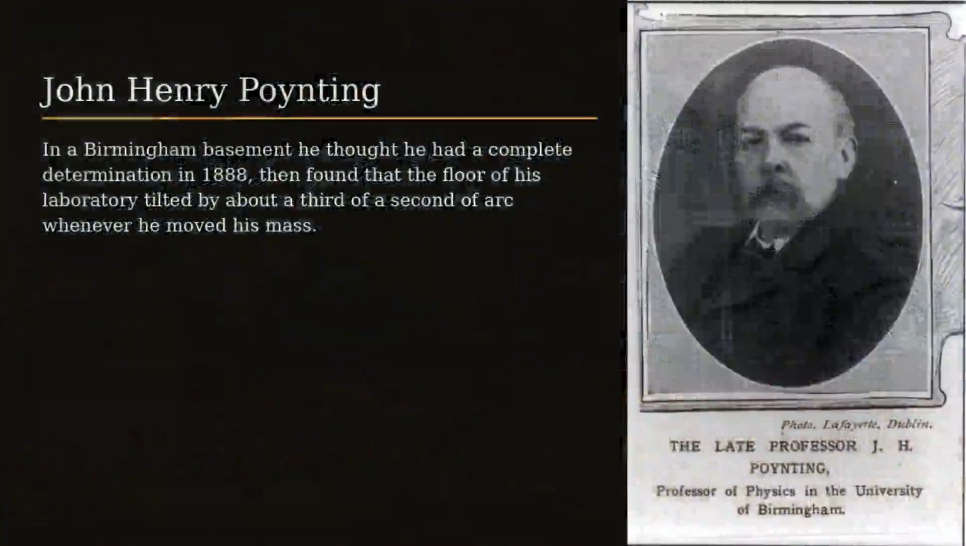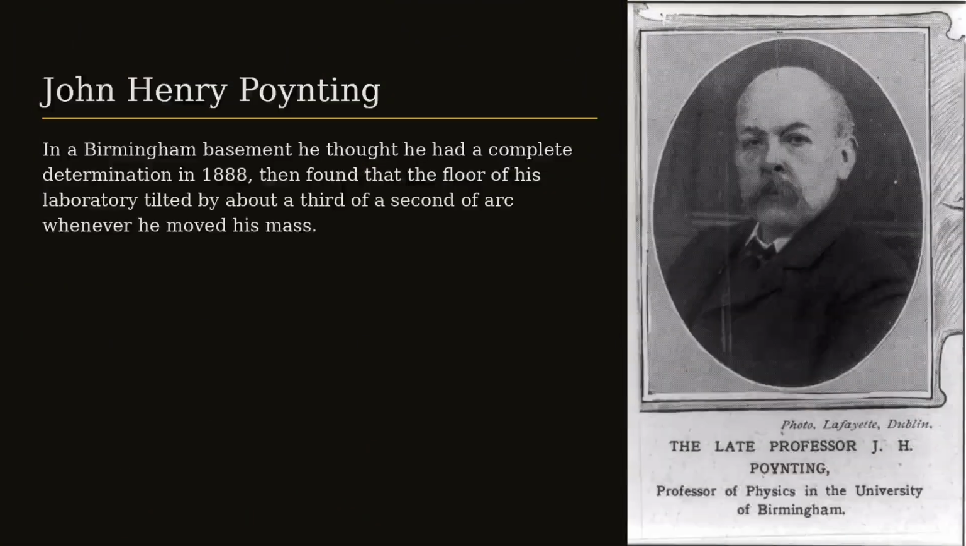John Henry Poynting, working in a Birmingham basement, thought he had a complete determination in 1888, and then found that the entire floor of his laboratory tilted by about 1/3 of a second of arc when he moved his mass, and that the tilt was worsening as a gas engine recently installed next door shook the building.